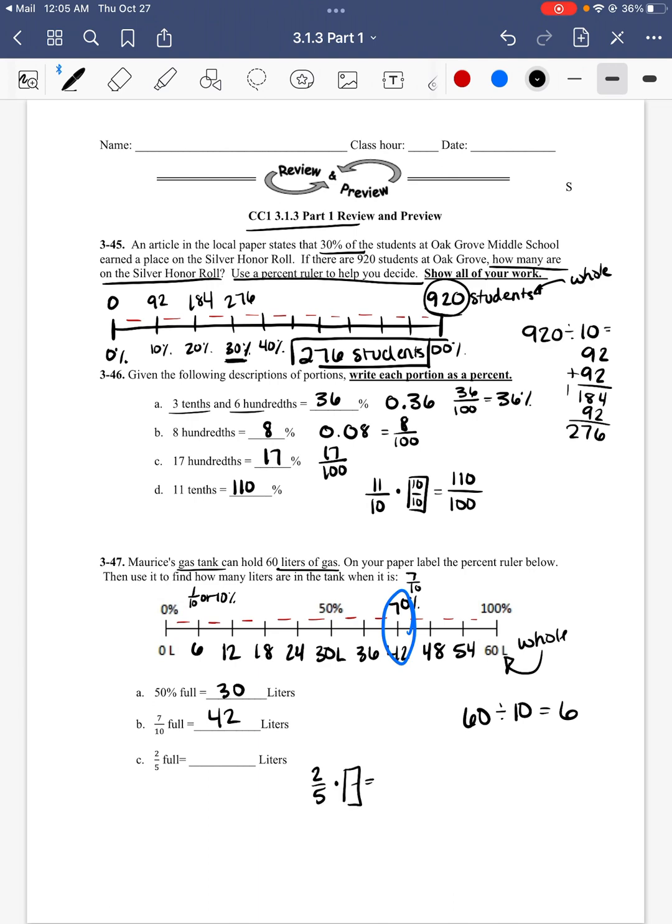2/5, if I use my giant 1 to get a tenth to figure it out, 5 times 2 is 10, 2 times 2 is 4, that's 40%, which is here, it's 24 liters.